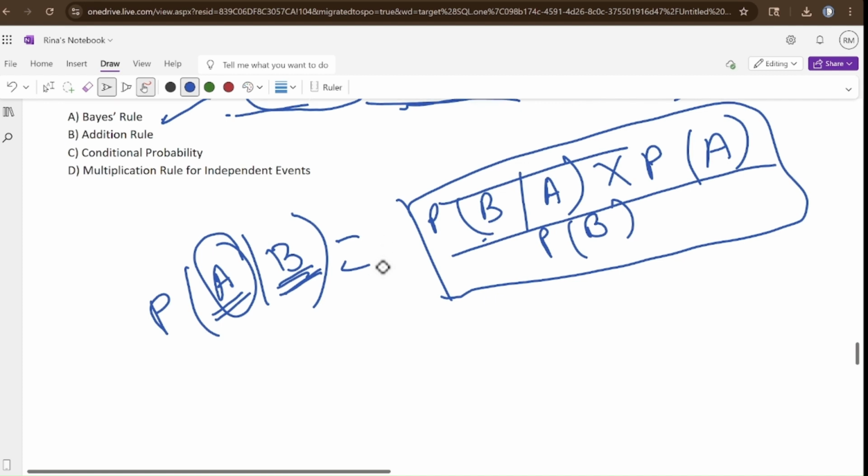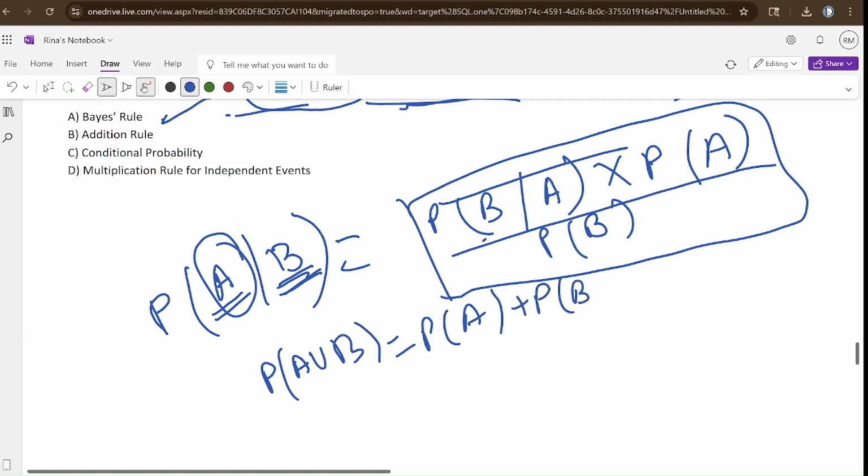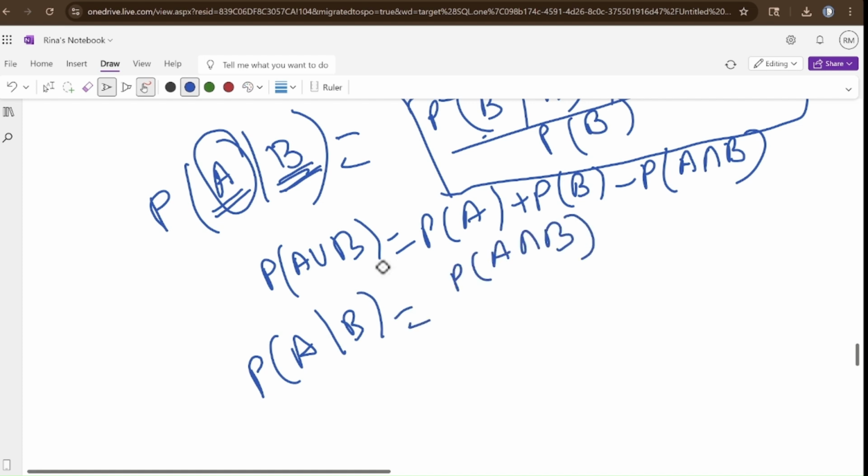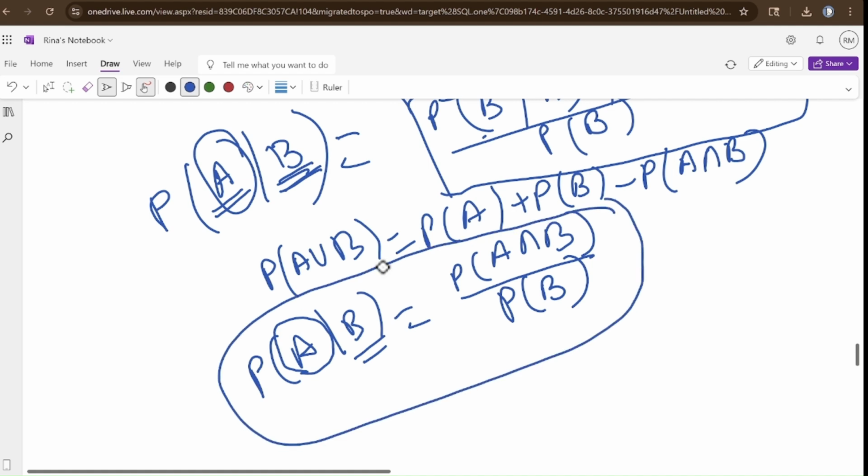Second one is addition rule. Addition rule we already know, P(A union B) equals P(A) plus P(B) minus P(A intersection B). We have already done some maths using this rule. Third one is conditional probability. Conditional probability means P(A given B) equals P(A intersection B) divided by P(B). That is also a probability of occurring event A given event B. To calculate this, you can use this formula. This is known as conditional probability.